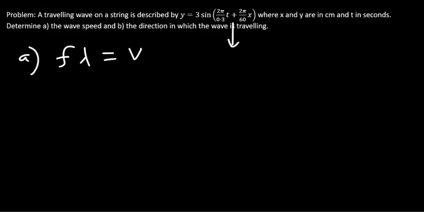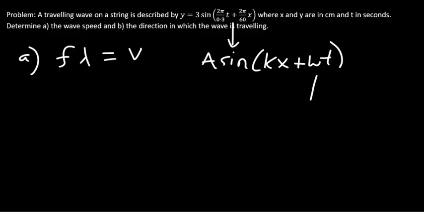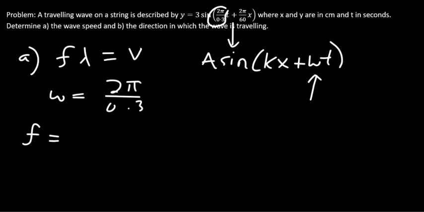Compare this expression with what we have written down earlier, sine kx plus omega t. So the number that multiplies that time is the angular frequency, omega. So in this case, it is 2 pi over 0.3. So omega is 2 pi over 0.3. That means since frequency is omega over 2 pi, that's going to be 1 over 0.3.